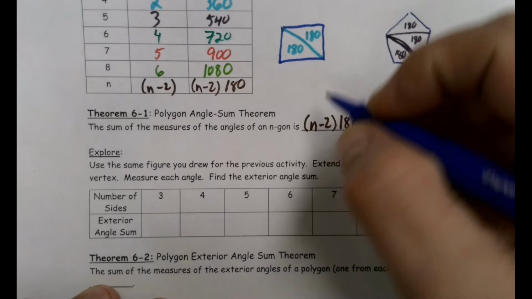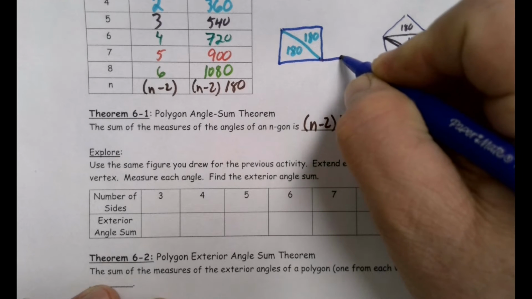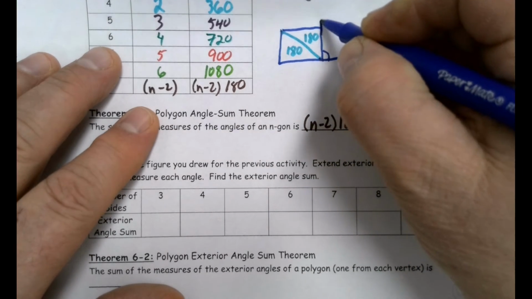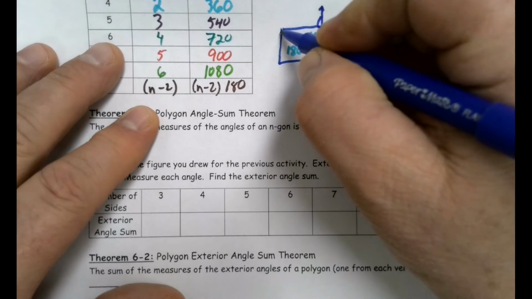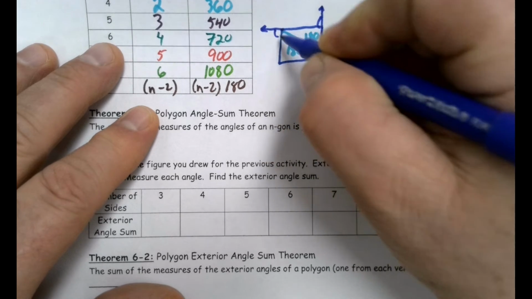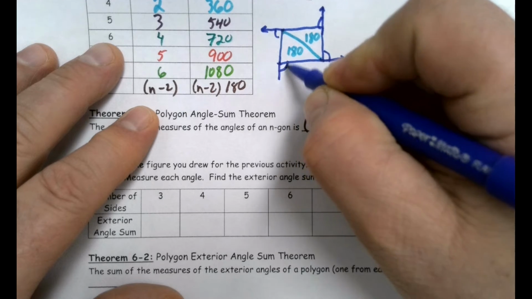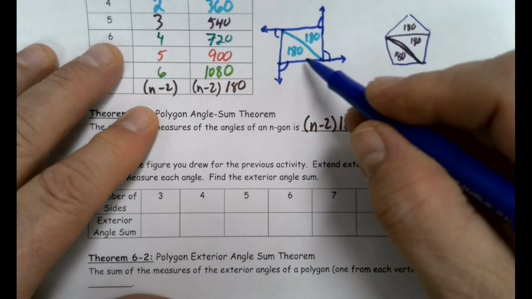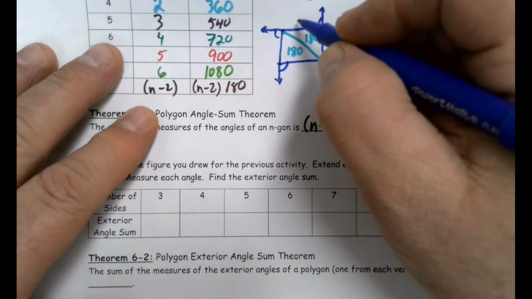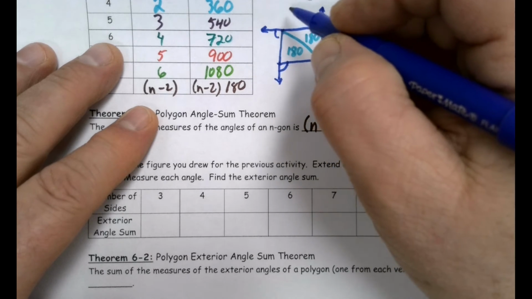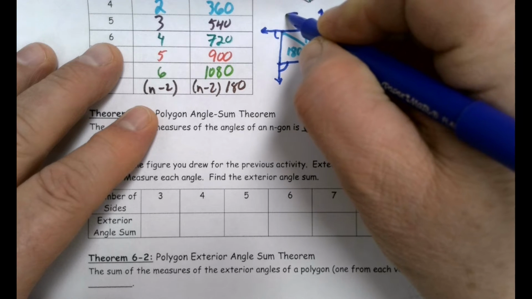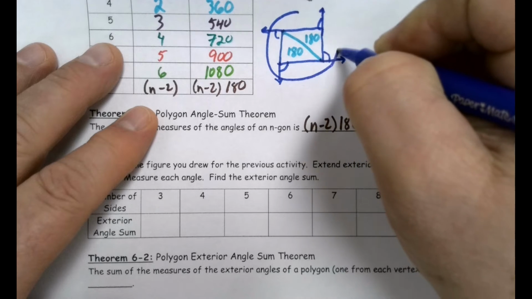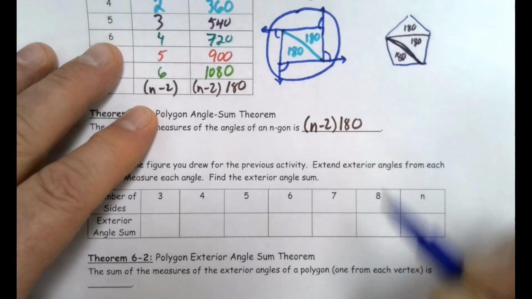I extend this out, and there's my exterior angle, extend that out, exterior angle, extend that out, exterior angle, extend that out, exterior angle. I don't really know what they are because I haven't measured any of these, but let's just say this. If I start right here, and I go around here, around that one, and back, that's 360 degrees.